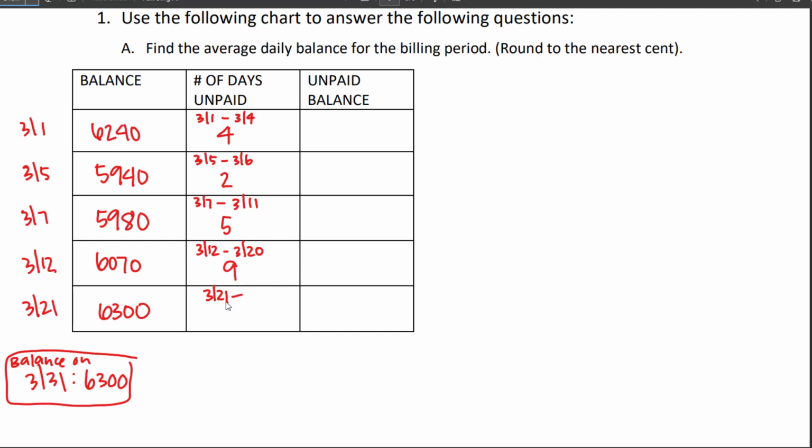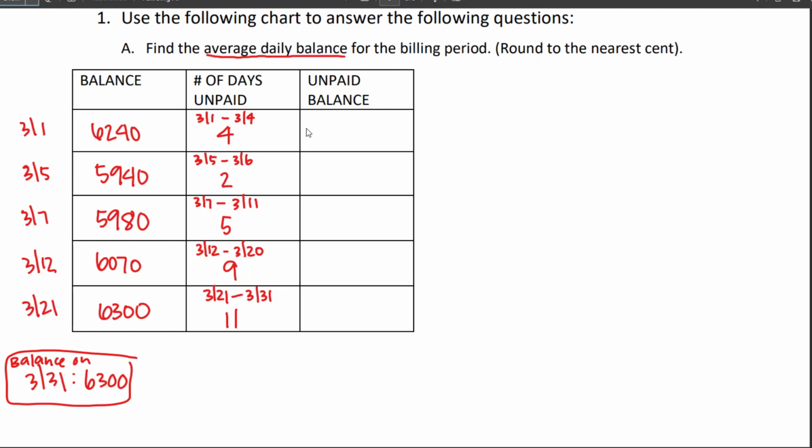And then our last box, we go from the 21st to the 31st, the last day of the month. Count all those days. We have the 21st, 22nd, 23rd, 24th, 25th, 26th, 27th, 28th, 29th, 30th, 31st. We have 11 days.